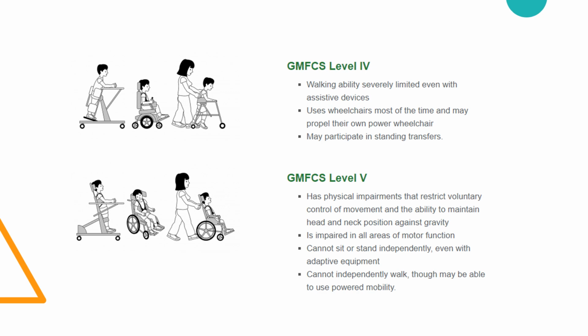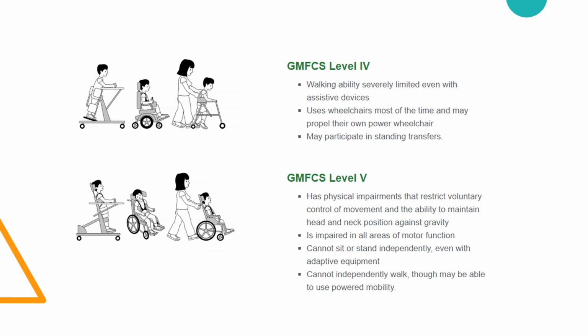And level 5, individuals at this level have severe limitations in mobility and typically rely on assistive technology such as powered wheelchairs for mobility. They may have limited voluntary control over movement and may require extensive assistance for activities of daily living.